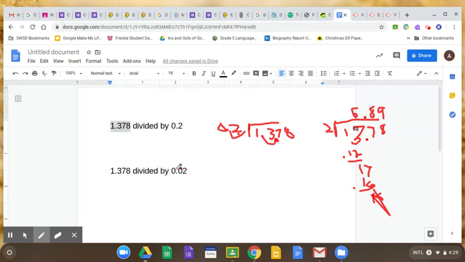So the big difference with this problem here is instead of you moving the decimal point 1 spot, you would actually be moving it 2 spots because you want to get it out of the decimals. You want to make it a whole number. So if I was going to do this problem, still rewrite it like this.